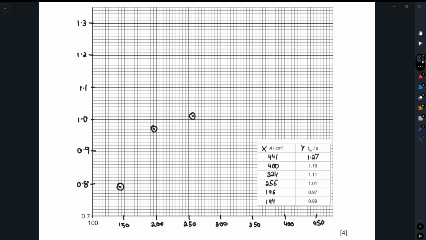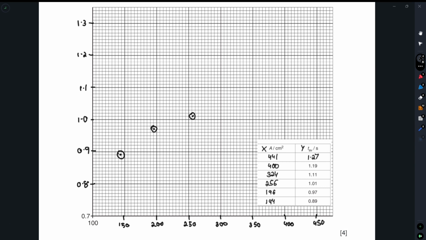Oops, that's weird. I probably did 196 wrong. Interesting. I did something wrong. So 144 and 144 ये 145 है and 0.89. हाँ, I did this wrong. 0.89 would be over here.